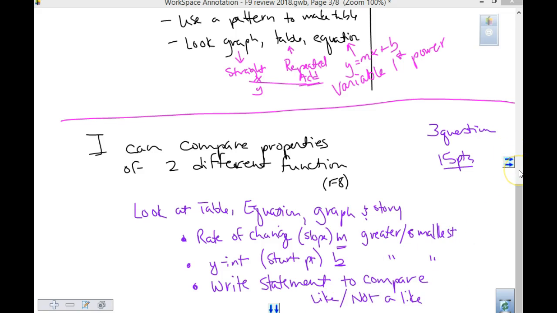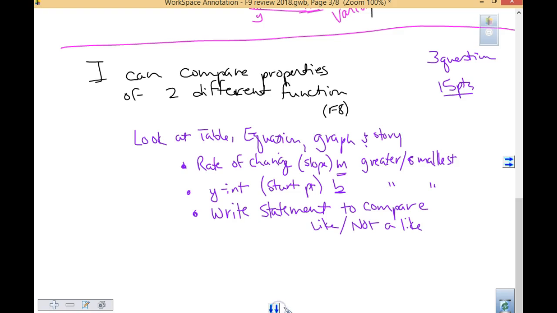And as we look at that last part, then you're going to be asked to write a statement and compare. What's alike in these 2 things? What is not alike? So when we do those comparisons, it's going to be something like, I noticed that they have the same slope.